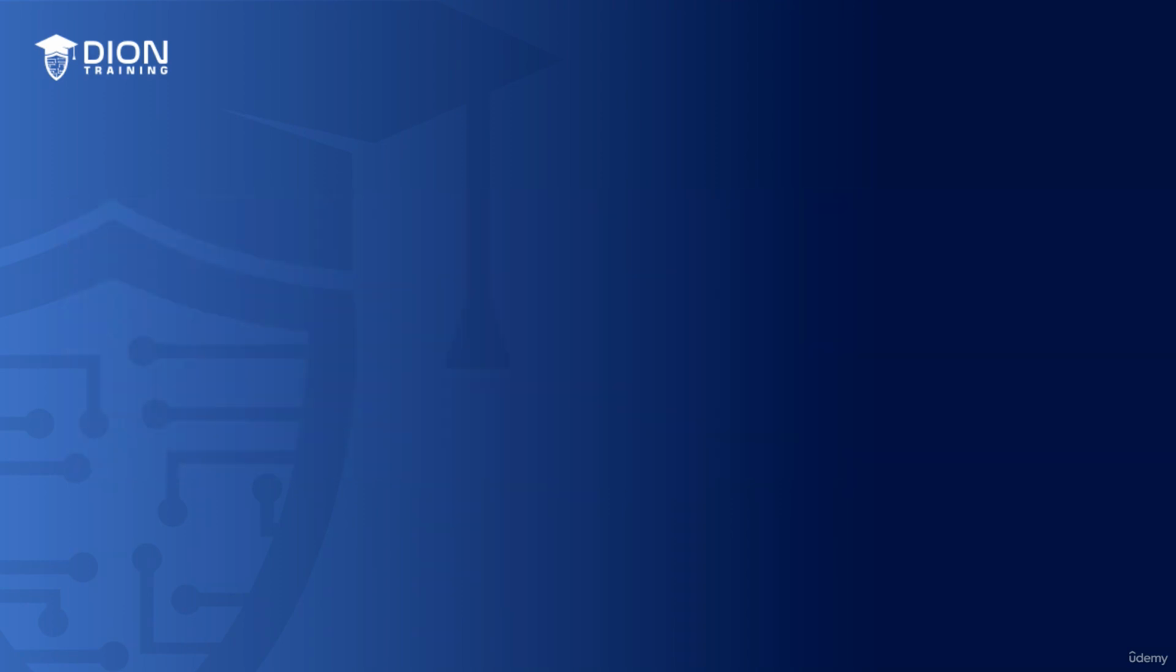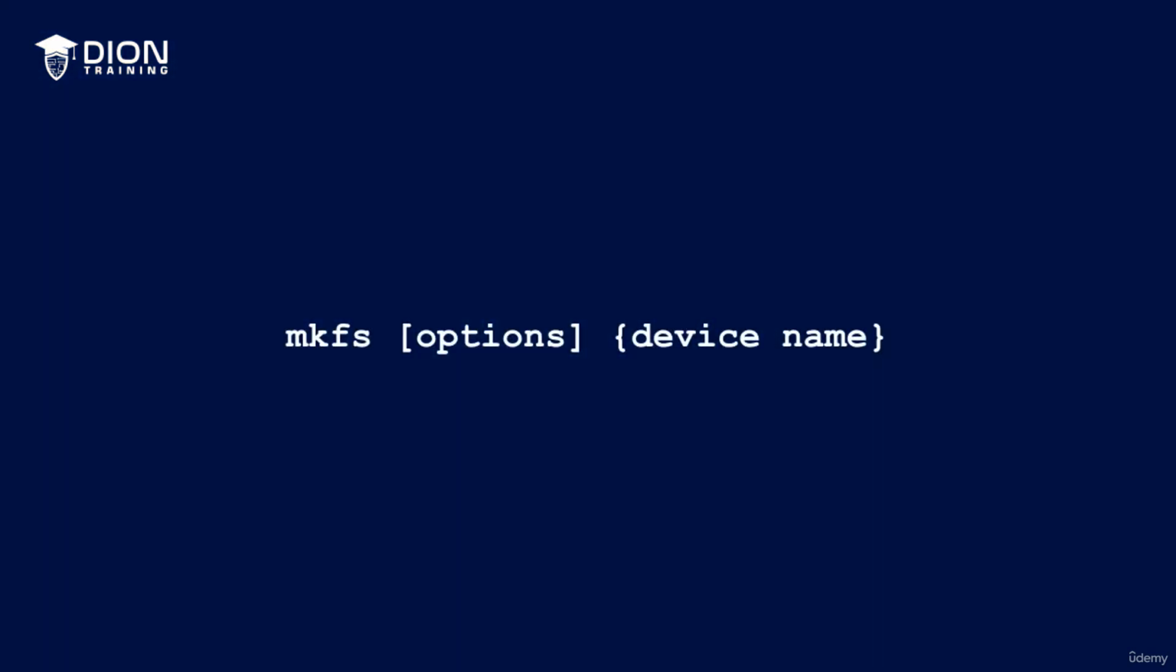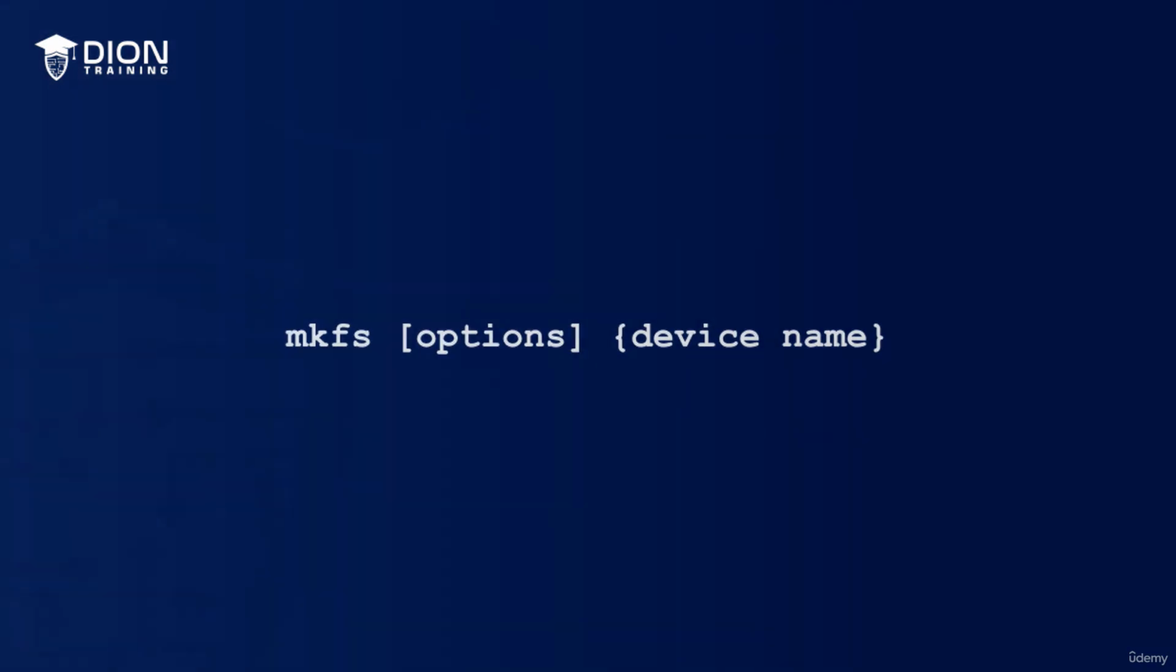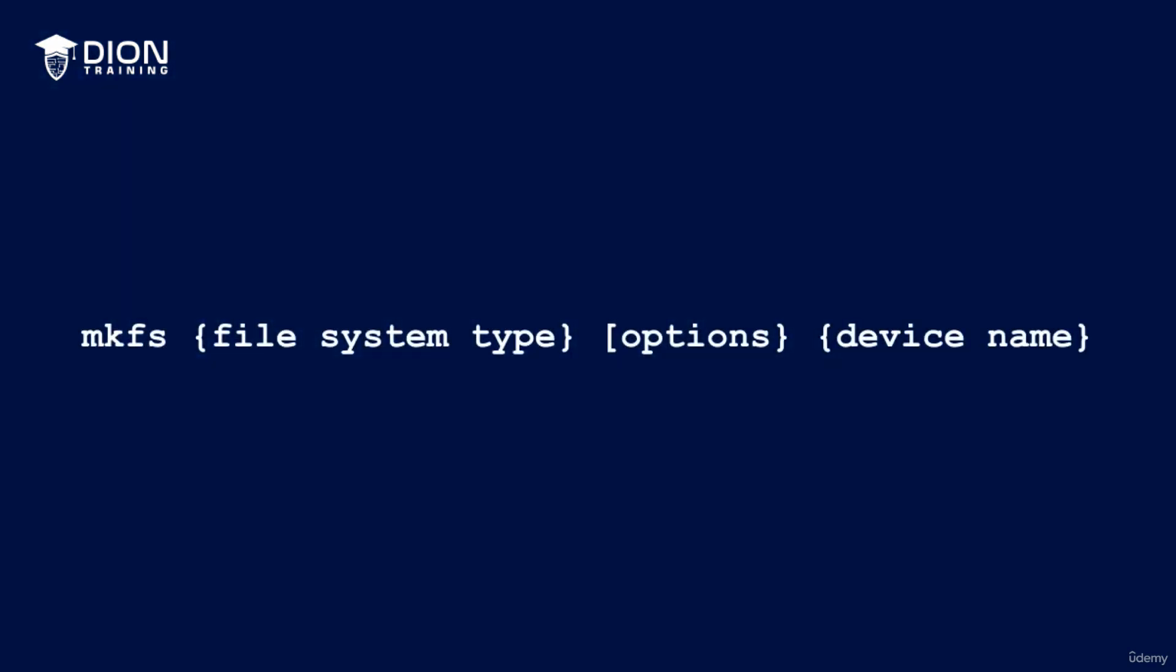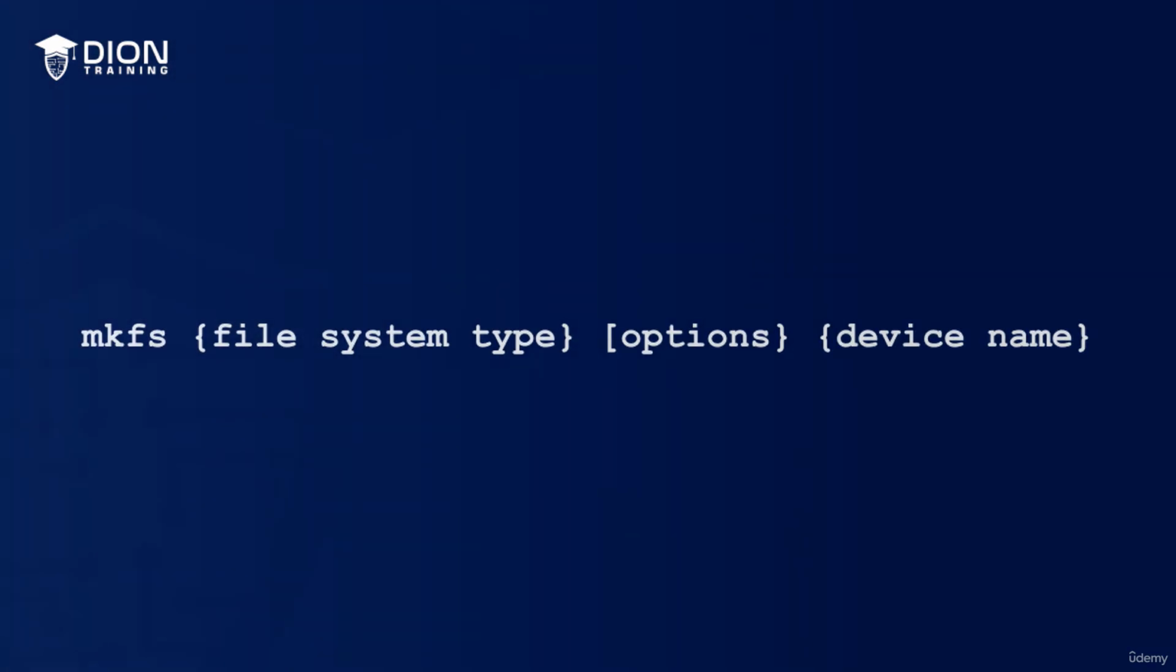So when it comes down to the make file system command, there's really two ways to run it. The first is to type mkfs, set up your options, and then enter your device name. The second way is to use mkfs, putting your file system type, your options, and the device name.